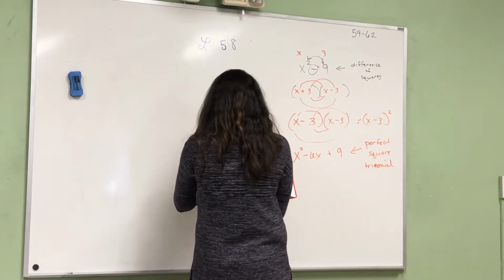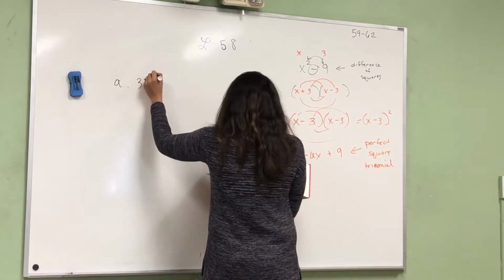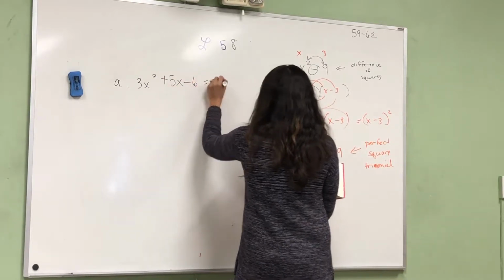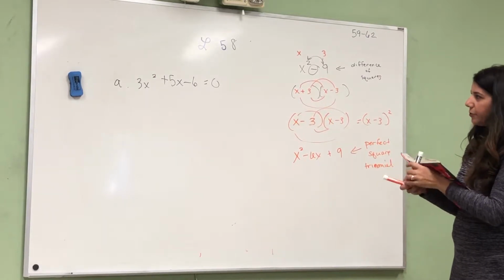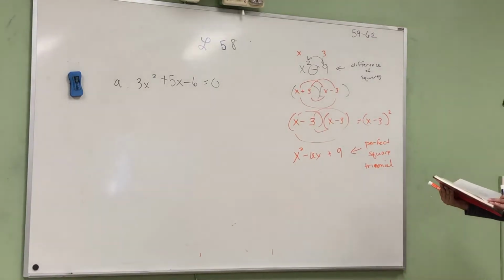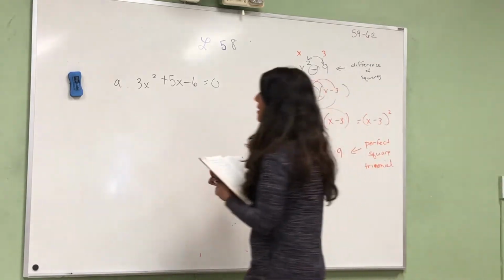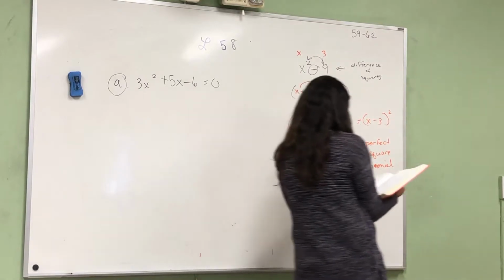Practice problem A. 3x squared plus 5x minus 6 equals 0. We can't factor that too quickly right off the top of our head, so we're going to complete the square. First thing that we need to do, and that's why that lead coefficient definition was important in the beginning, is we don't want any coefficient of x squared, so we're going to have to get rid of that.